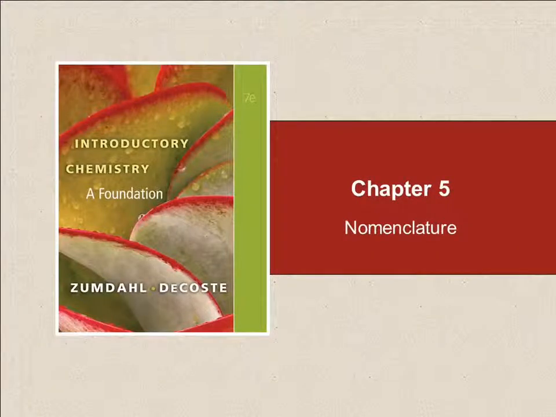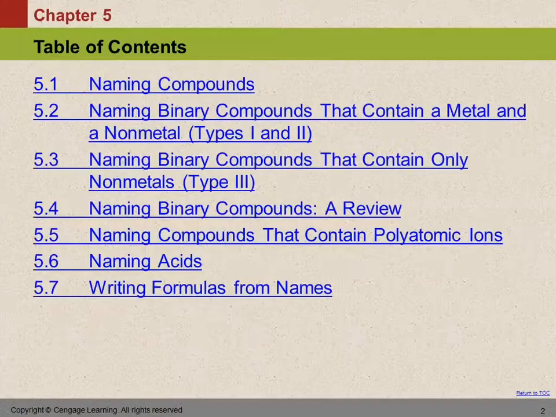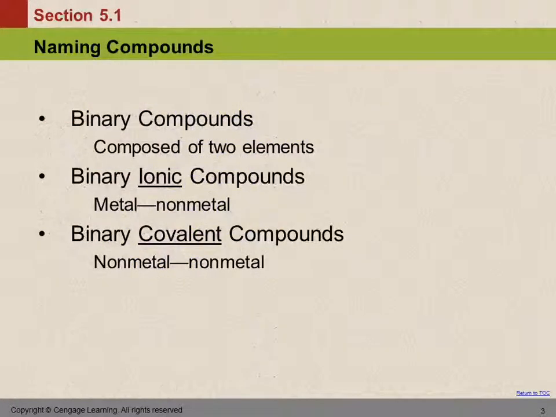So chapter 5 is titled Nomenclature. And nomenclature means a system of naming. And so we're going to talk about how chemicals are named. There are different categories of compounds. So just like we've classified matter, we classify compounds based on what they're made up of. And each class of compounds has a different system of being named.